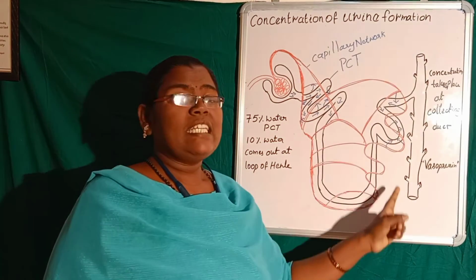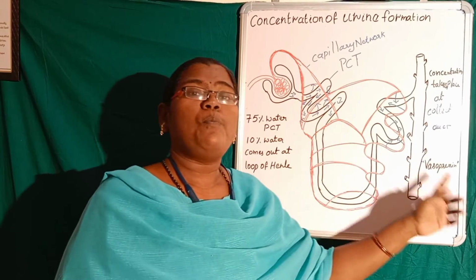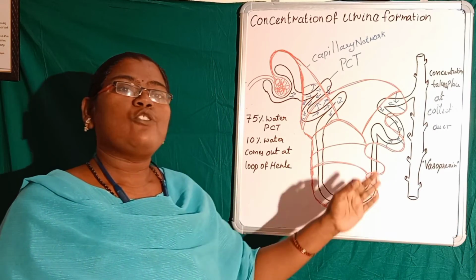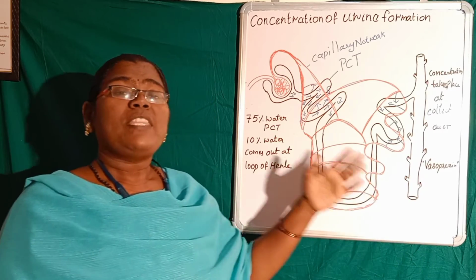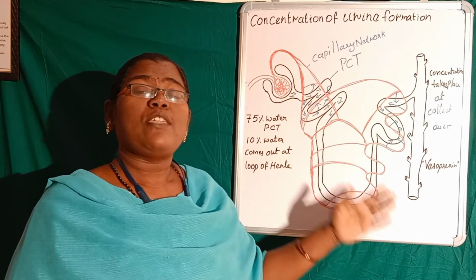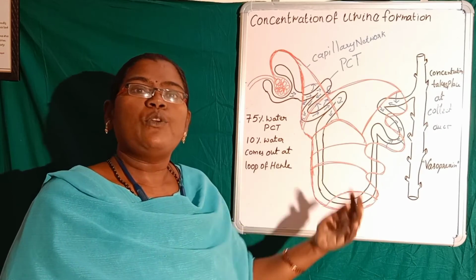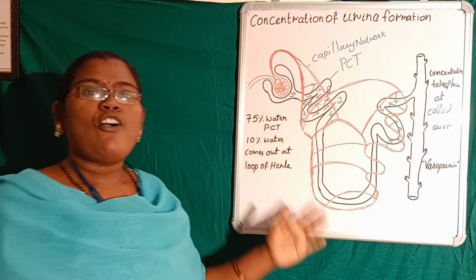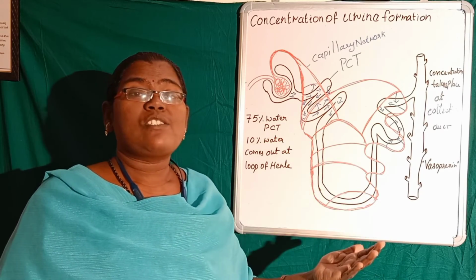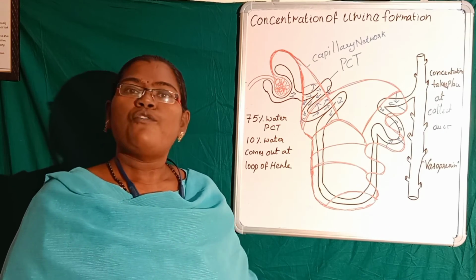In the collecting duct, with the help of a hormone called vasopressin, further concentration is formed. With the help of this vasopressin, the urine is concentrated, and concentrated urine is formed. Like this, in these four steps, the urine is formed. The concentrated urine is formed.